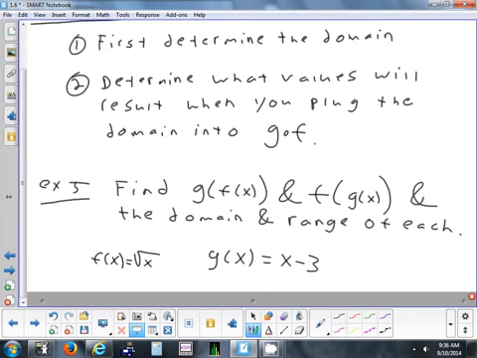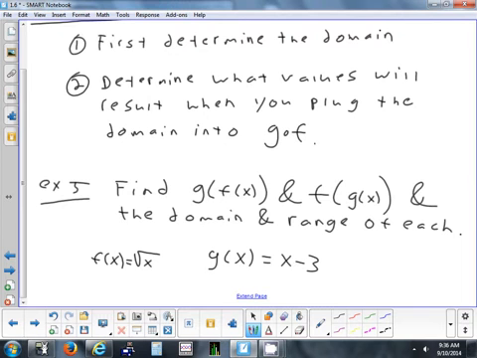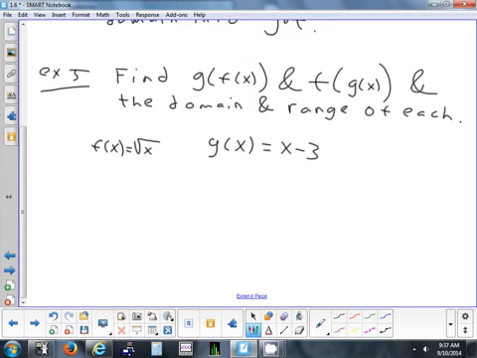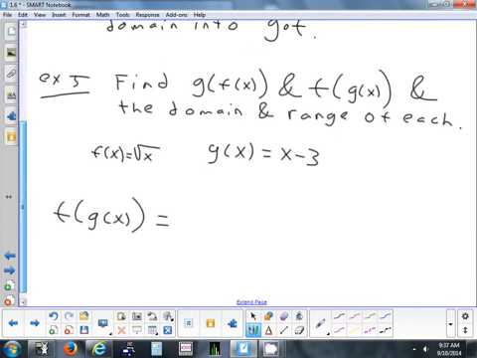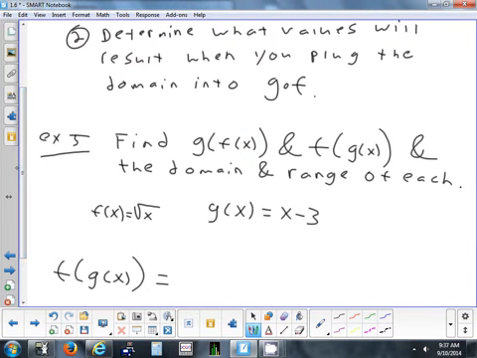Okay, so let's find the domain and range. You know what, for this one, we're just going to do it one way. If you look in your book, you can see it the other way, but let's just do f of g of x. Just do it that way. Okay, so I want f of x minus 3.